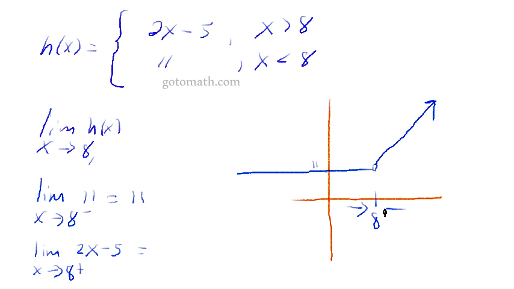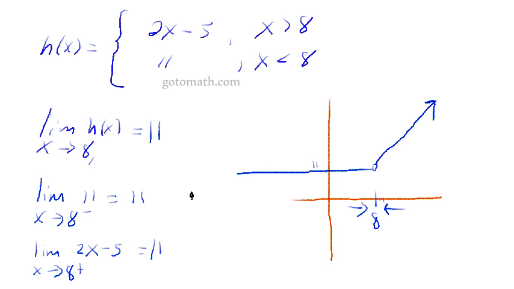Coming in from the right-hand side, you can see as we get closer and closer and closer, the graph is getting closer and closer to 11. Now, since coming in from the left is 11 and coming in from the right is 11, therefore we could say that the limit of h of x as x approaches 8 is equal to 11. But the question is, is this graph continuous?